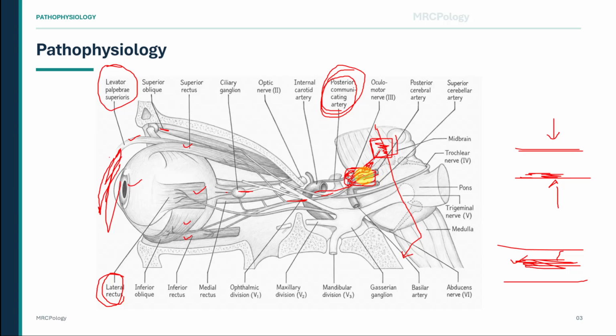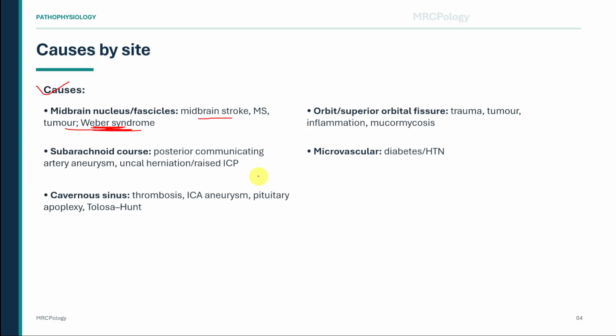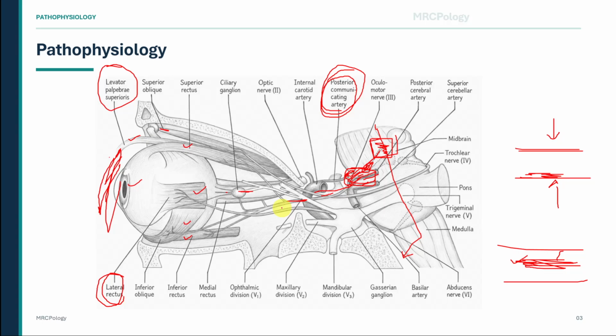Uncal herniation is another important compressive cause. Raised intracranial pressure can push the medial temporal lobe downward, compressing the third nerve. The early sign may be a dilated pupil on the side of compression, followed by ophthalmoplegia and reduced consciousness. So a fixed dilated pupil in a deteriorating patient is not just an eye finding, it can be a sign of life-threatening brain herniation. Now the cavernous sinus.